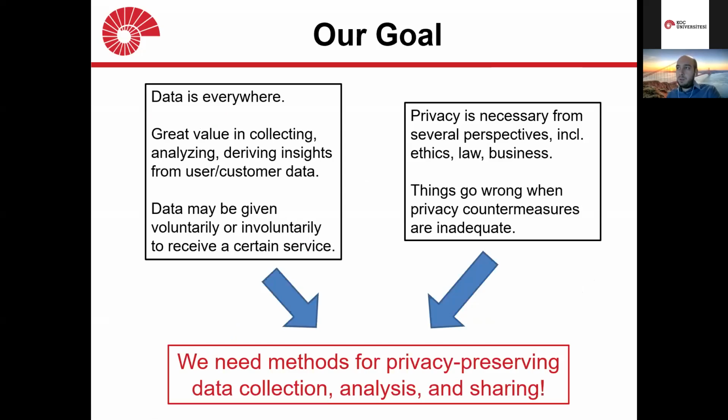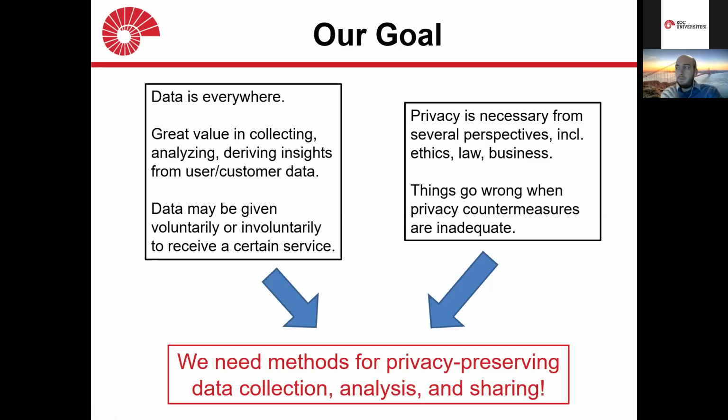So over the past 10 or 15 minutes, I tried to give you two perspectives. On one hand, I said data is everywhere. There is great value in collecting this data, analyzing it, and deriving insights from it. And data may be given voluntarily or involuntarily to receive services. On the other hand, I tried to convince you that privacy is necessary from several perspectives, including ethics, law, and business. And things can go wrong, and we have seen examples of things going wrong when privacy countermeasures are inadequate.